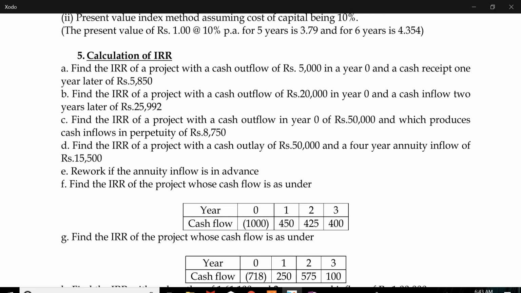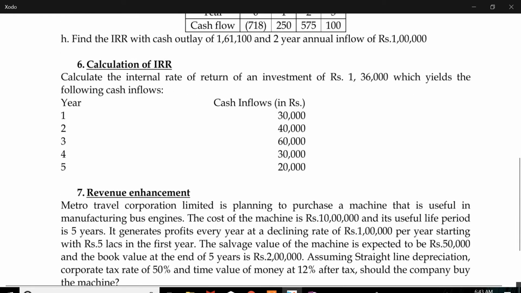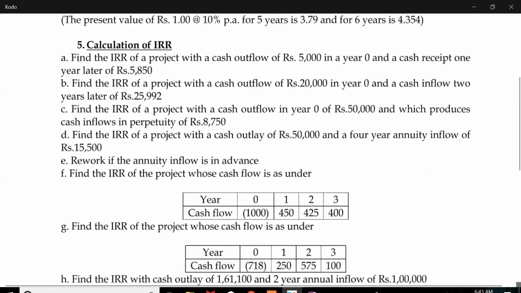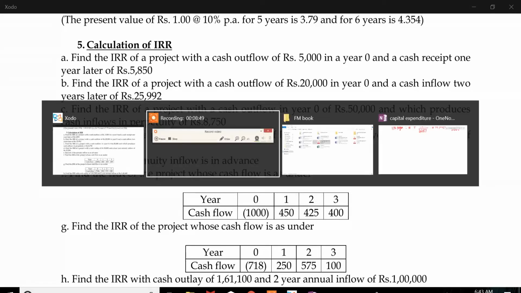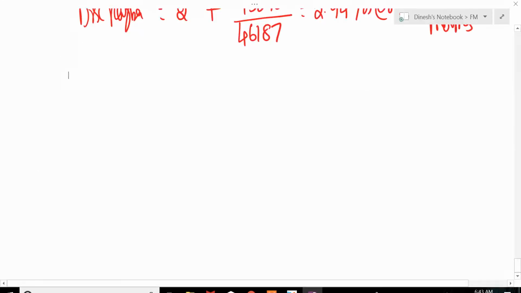Any doubts? This is what we have done in the last class. Today we'll start with IRR analysis and then I get into the other comprehensive questions. Now what is IRR? IRR is basically the rate of return. When you do this NPV calculation, if you get NPV as positive, it means it is generating a return which is better than cost of capital. You will understand this in some time.